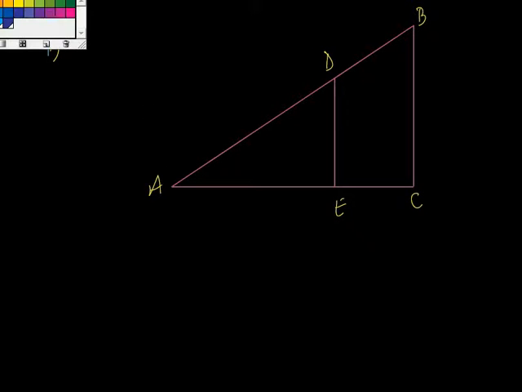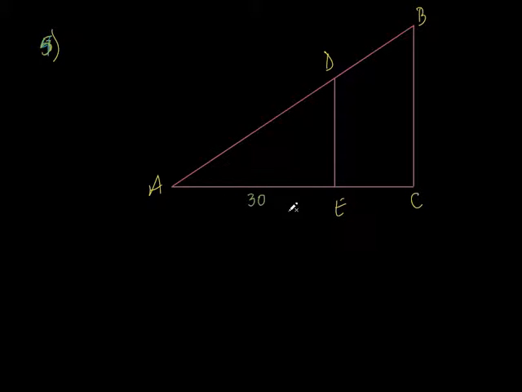Okay, let's go with a different color. What else do we need? AE is 30. AC is 45, so that means... Right, you could have just done that in your head, couldn't you? Yeah. Right, and so that means that's 15, right?